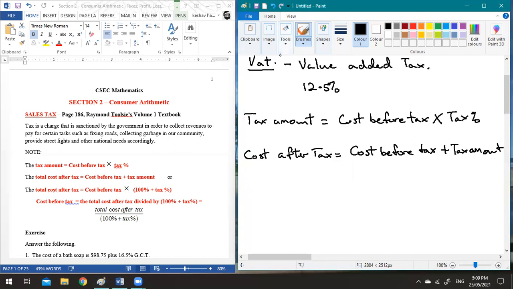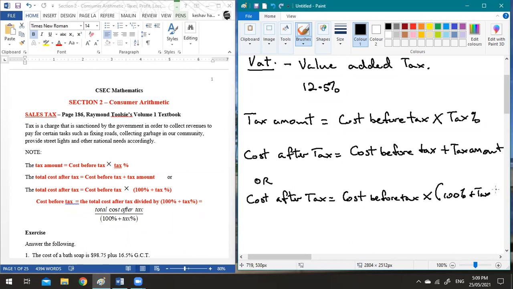You can also find the cost after tax as the cost before tax multiplied by 100% plus the tax percentage. That's a shorter way of doing it. Right? So this is another way of writing it.